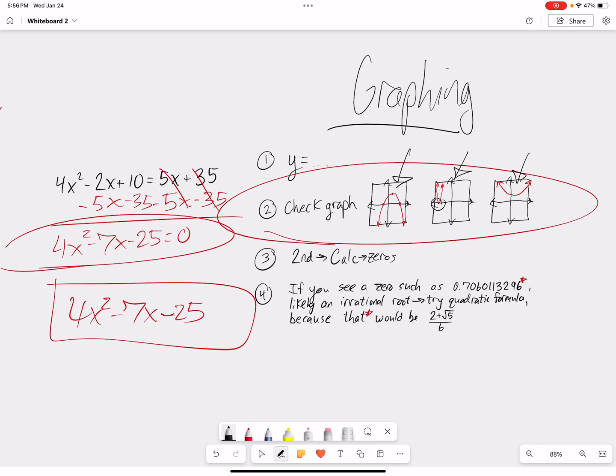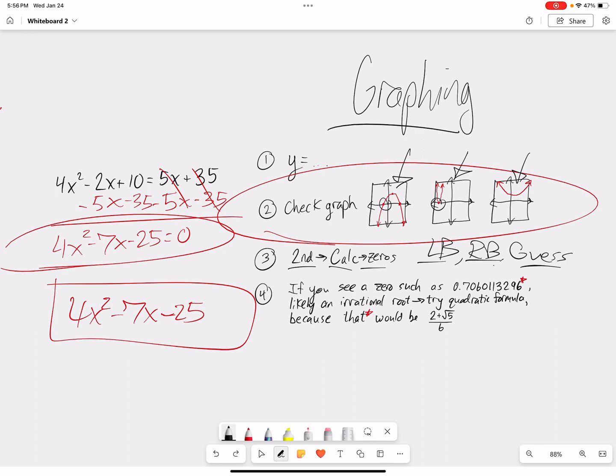That's going to give you a little bit of an idea of what to expect when you go to your next step. If you go to second calc zeros and you see no solution, but you're looking at this, you know something went wrong. Whereas if you see no solution, you're looking at this, something probably went right. So after you've checked your graph to get an idea of what you should be looking for, you go second calc zeros, and then it'll ask you for left bound, right bound, and guess. And I would do left bound, right bound, guess for each of the two zeros if there are two zeros.